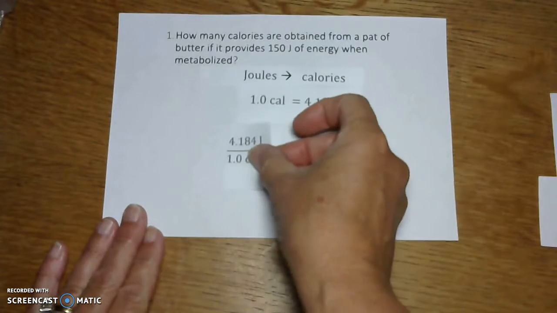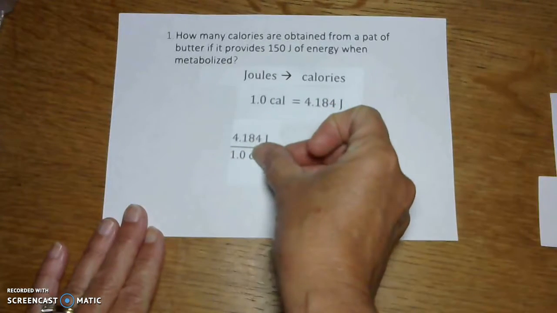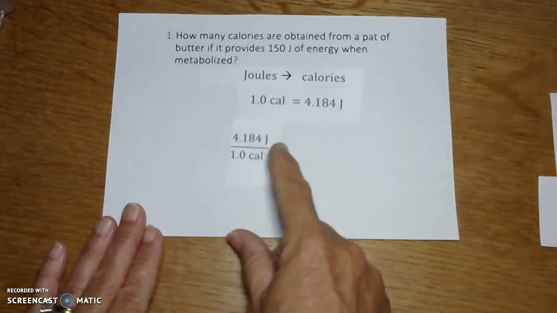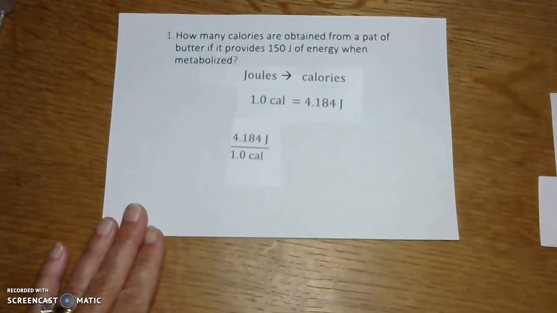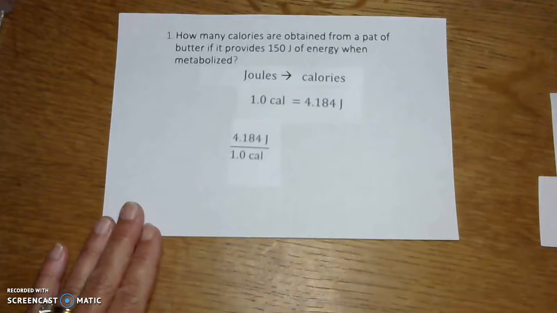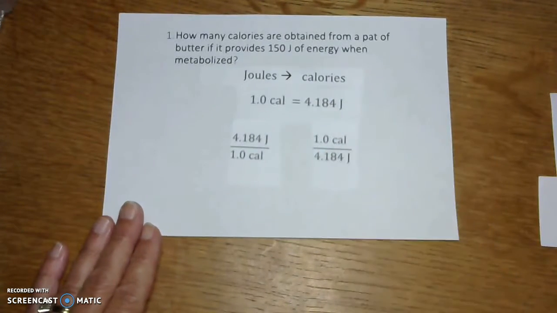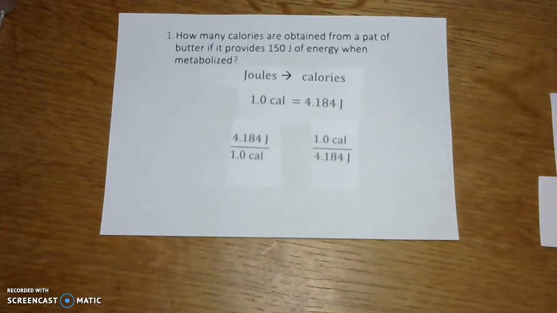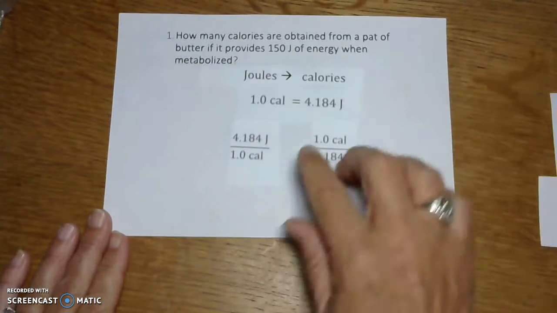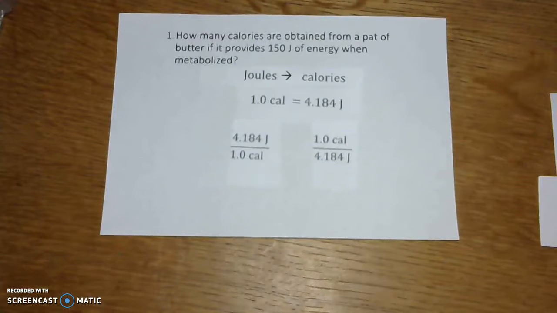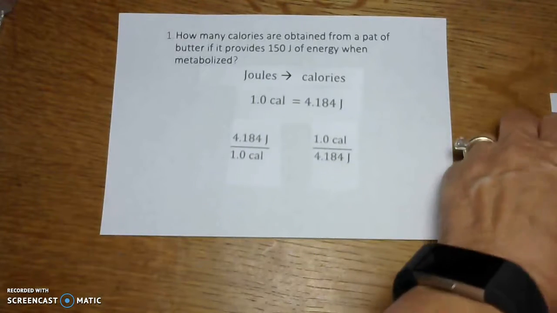We can put the 4.184 joules on top and the calories on the bottom, or we can put the calories on top and the joules on the bottom. So now we have our equality and we've got our conversion statements. We're ready to start the problem.